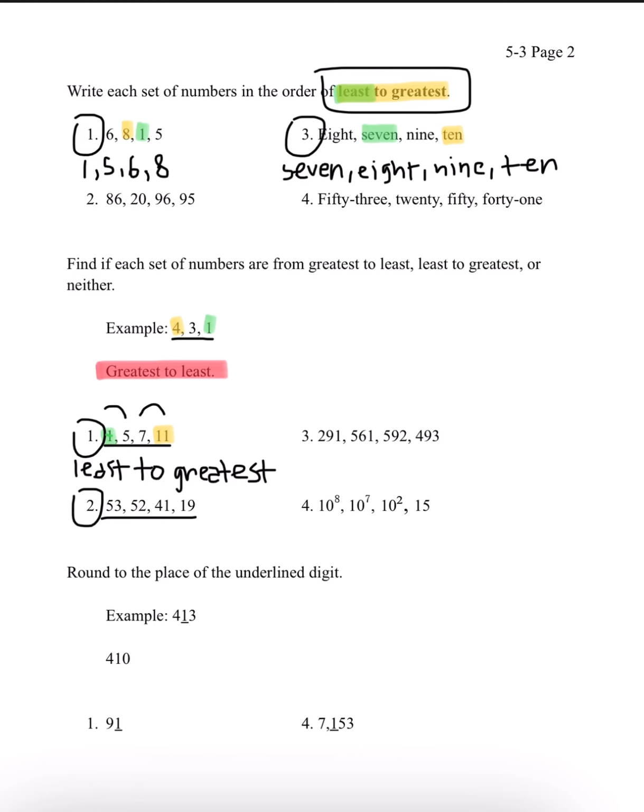Number 2 gives us 53, 52, 41, and 19. Let's first look at the least number here. The least number here is at the back, which is 19.